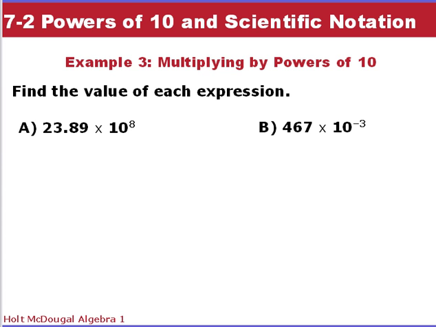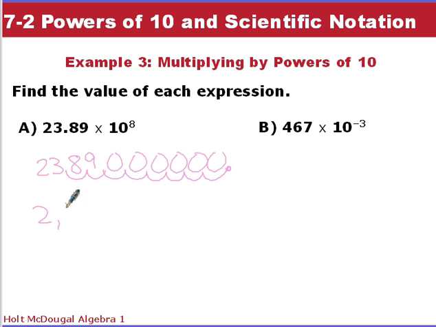So for the first example, we have 23.89. We move the decimal 8 places to the right, making it larger. So 23, 8, 9. We went 1, 2, 3, 4, 5, 6, 7, 8. Decimal ends up here. So we're going to end up with the number 238,912,323. So it's a very large number.